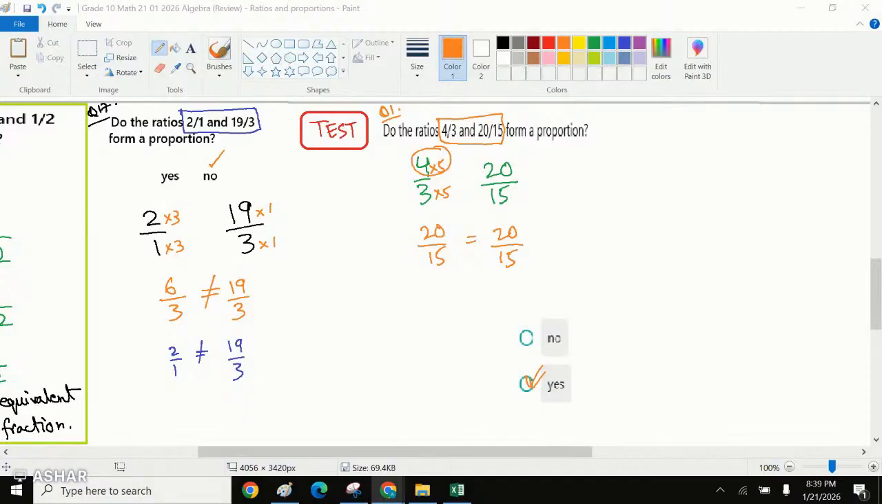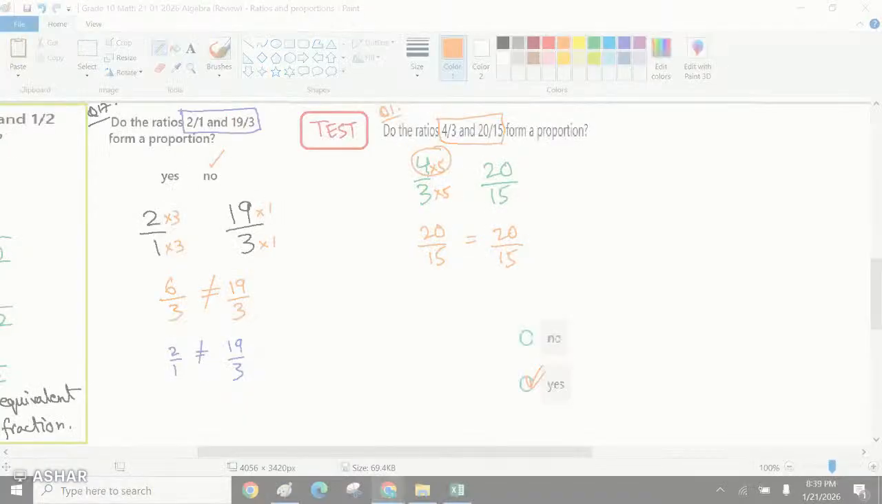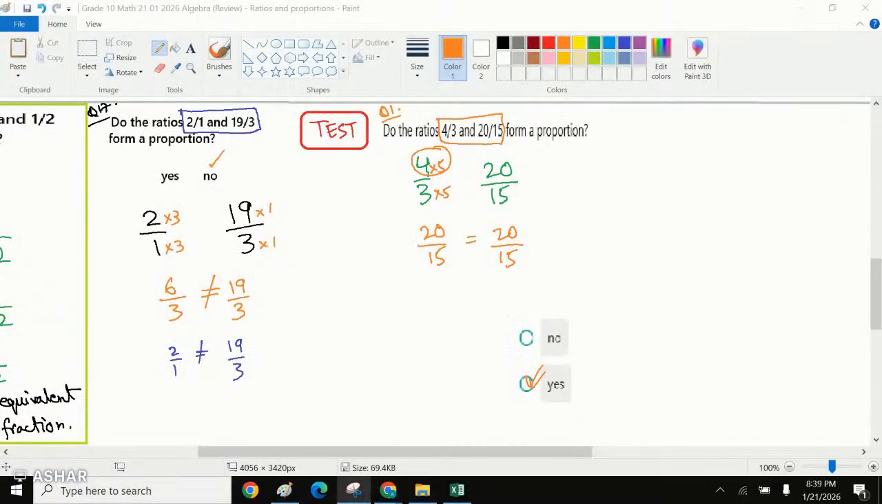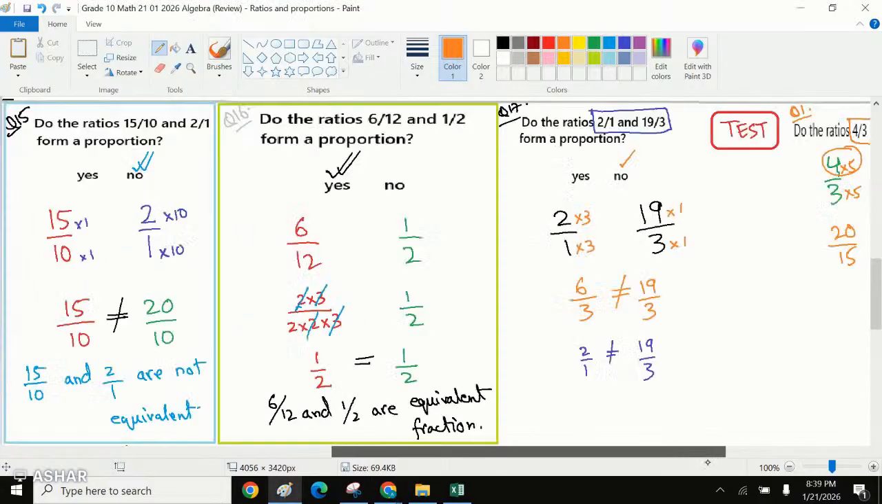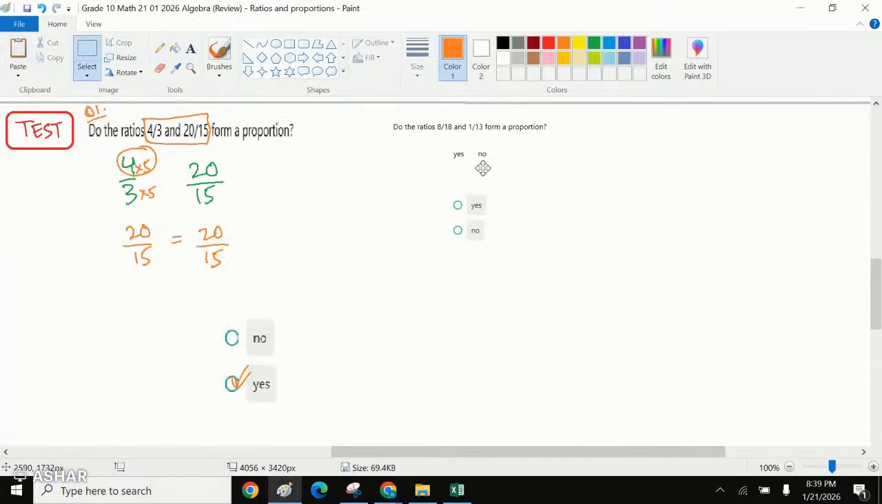The next question says, very easy ones. The next question says, do the ratios 8 upon 18 and 1 upon 3 form a proportion? So let's put it down over here. Let's see, yes or no. This is our question number 2 from the test.